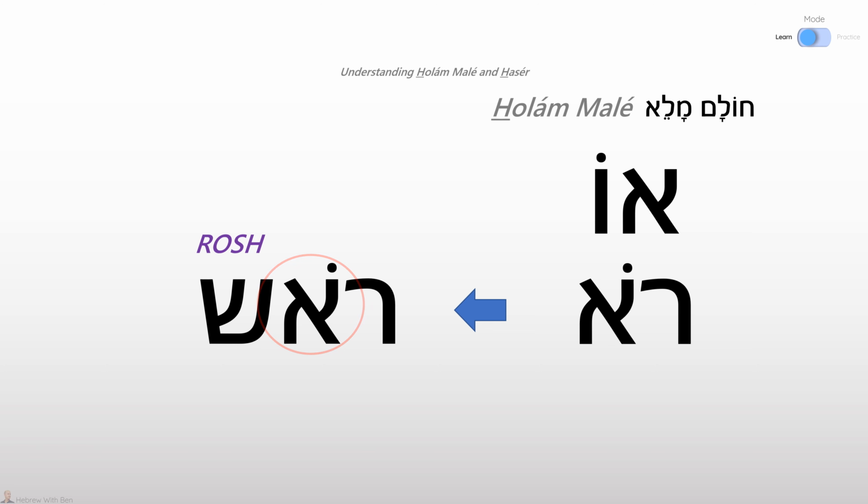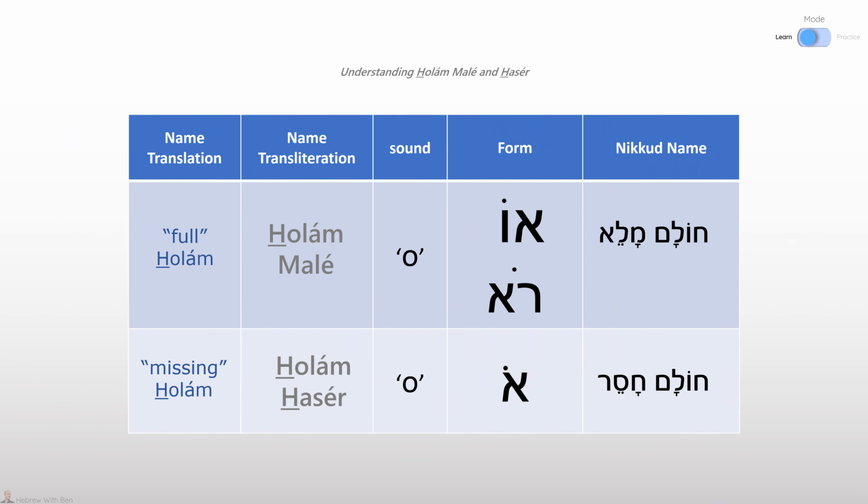To conclude so far, cholam has two forms, cholam chaser and cholam maleh. Both add the sound of O to the consonant. Cholam maleh decorates a mother of reading added to the letter, and cholam chaser is represented by a dot in the top left corner of the letter.